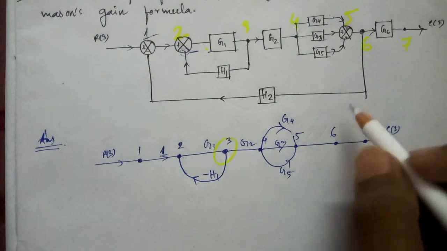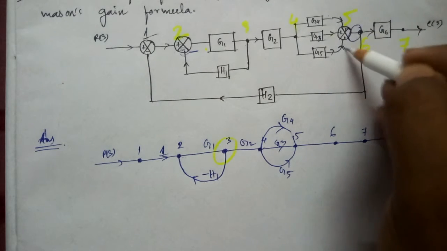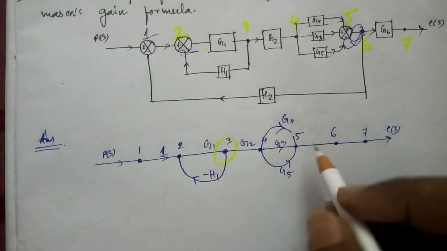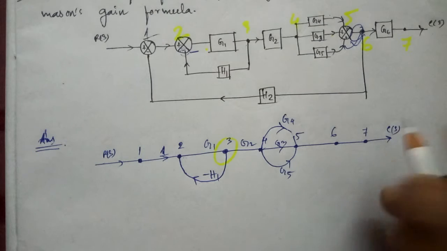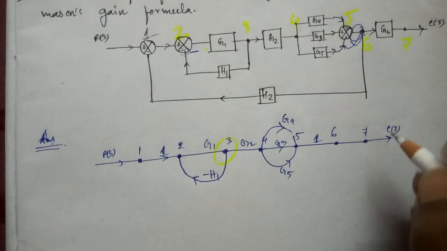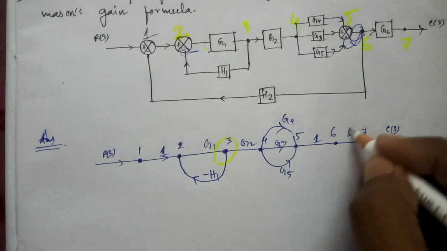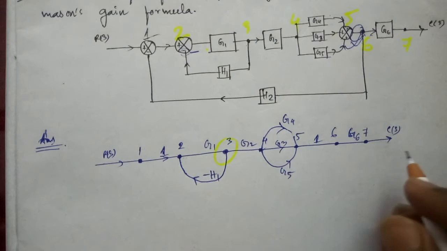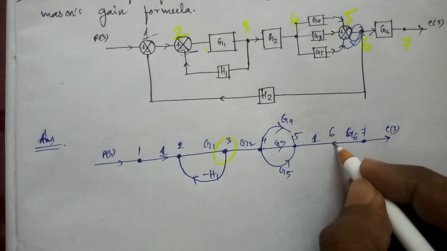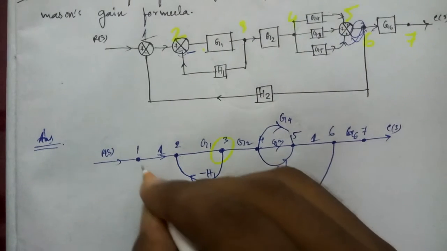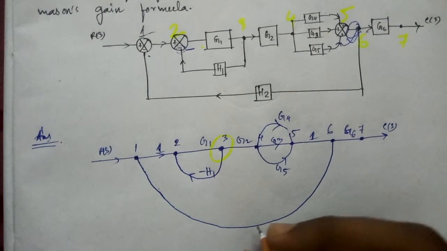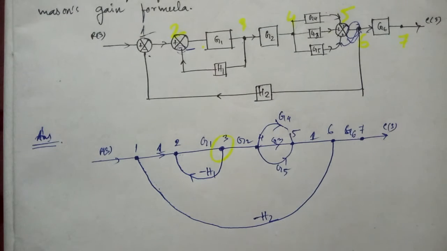Between 5 and 6, this part you have to understand, this is very important. Sometimes students ignore this part, and it will be a fault if you don't take it in the calculation of loops and all. So between 5 and 6 the gain will be 1, between 6 and 7 the gain will be G6, and finally we will get the output. From 6 we can find another feedback path going to 1, which is also a negative feedback, hence the gain value will be minus H2.